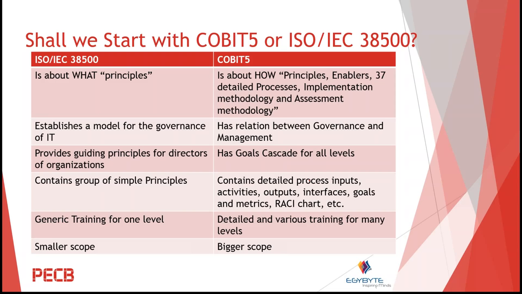For the standard, it provides guiding principles for directors of the organization. Only the directors, the highest level in our organization. For COBIT5, it has a goals cascade, as you can remember, for all levels, starting from the highest level to the lowest level. We have a group of simple principles. On the other hand, in COBIT5, we have detailed interfaces, goals, matrices, and a tracing model, as I have said before.